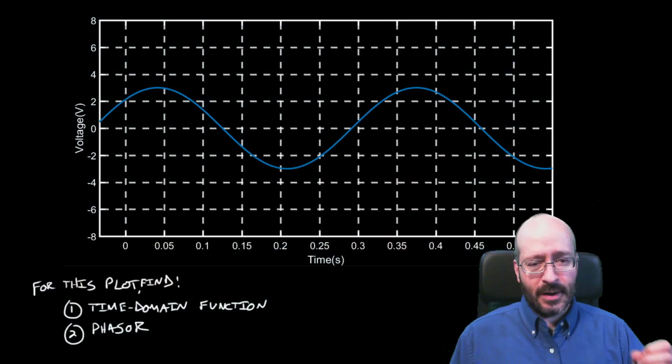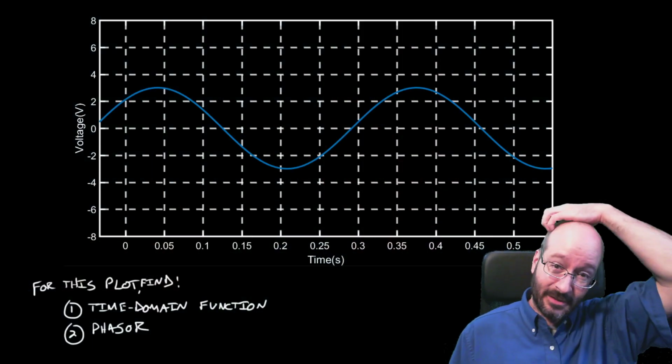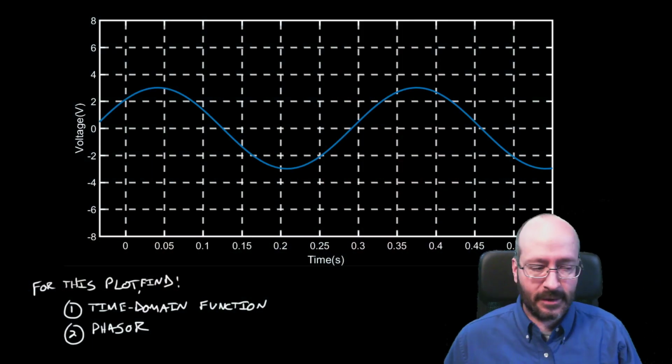So I'm hoping this helps to piece this all together before we start doing circuit analysis on it. How are we going to measure it, and then how are we going to use it in circuit analysis? We got to connect those two things.